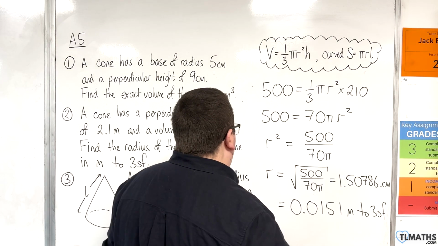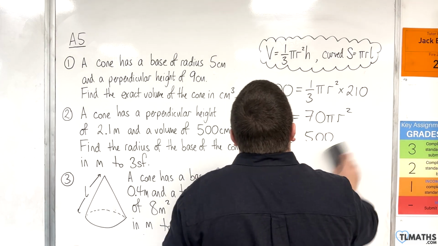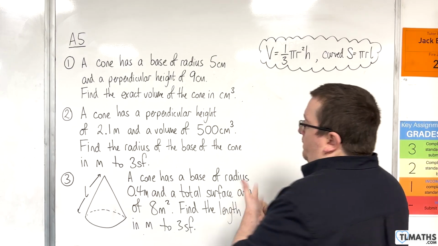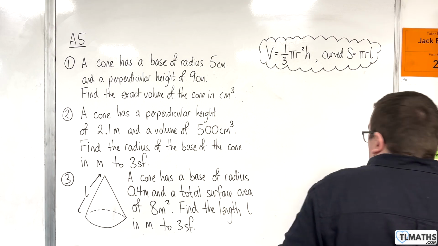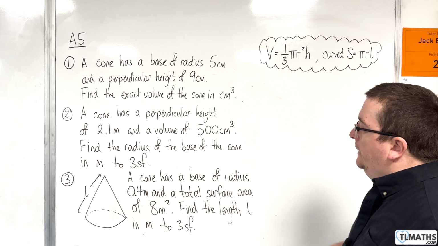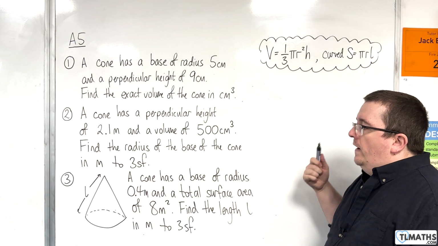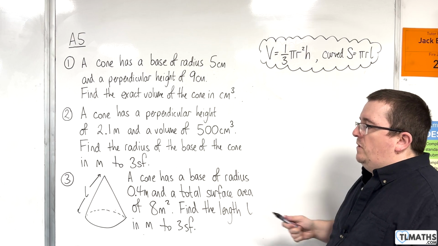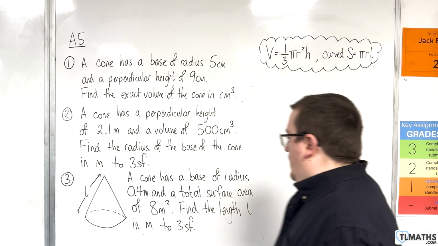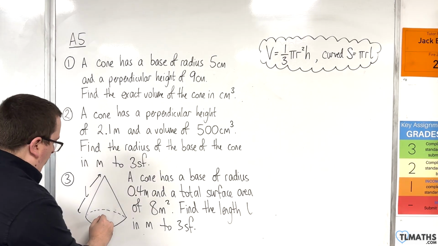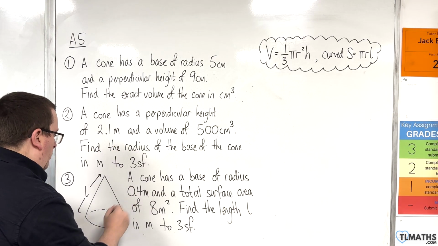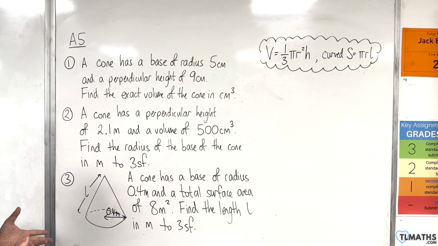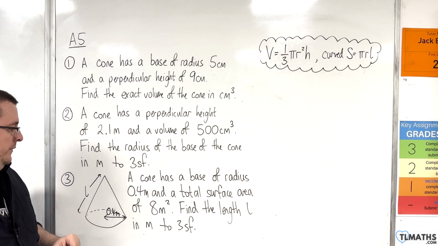Right. Okay. So that's number 2. Right, number 3. A cone has a base of radius 0.4 metres and a total surface area of 8 square metres. Find the length L in metres to 3 significant figures. Okay, so this length here is 0.4 metres. The total surface area is 8 square metres.